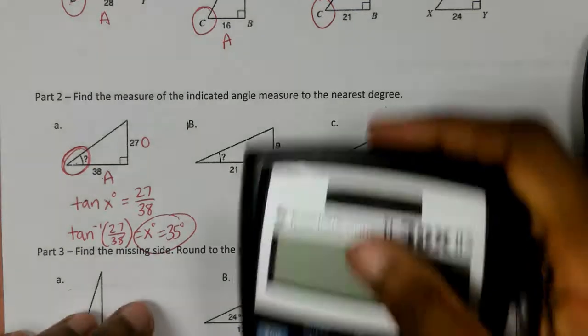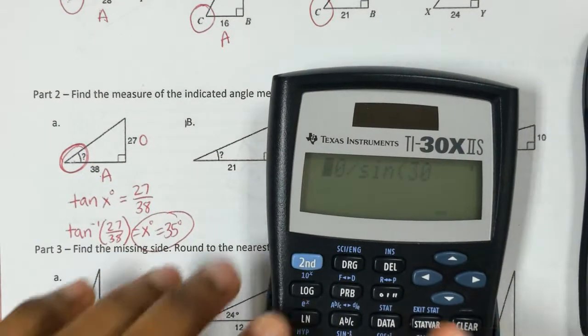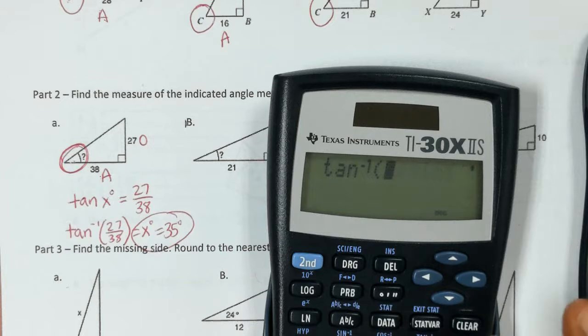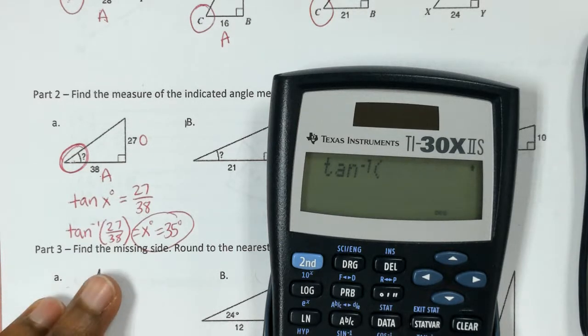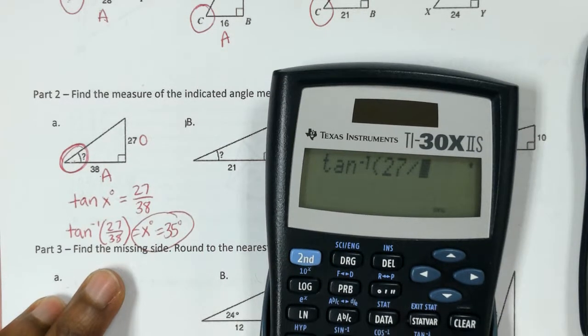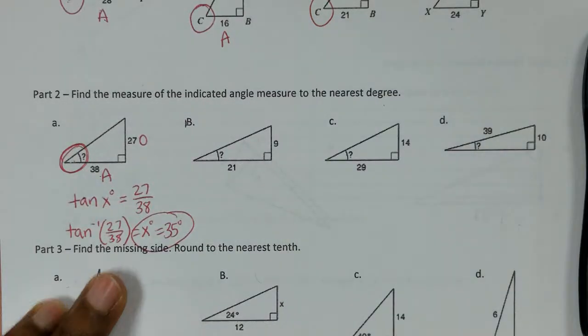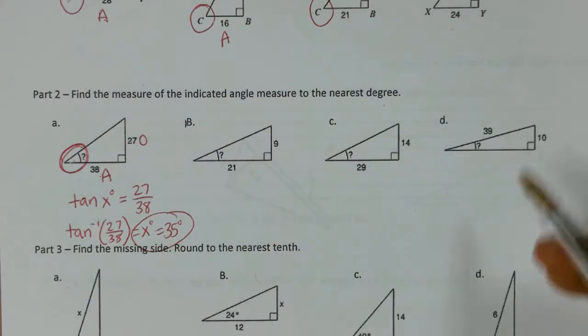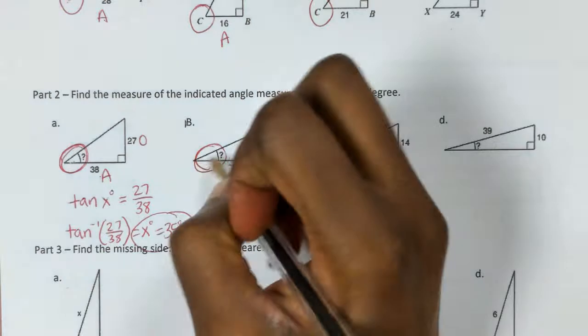One more time with a different calculator. If you have the kind where you can type it in like you see it, you just hit second tan, 27/38. And again, same thing, 35 degrees to the nearest whole number. So go ahead and pause it, try it, check your answers for these. I'm just going to roll through these real quick.